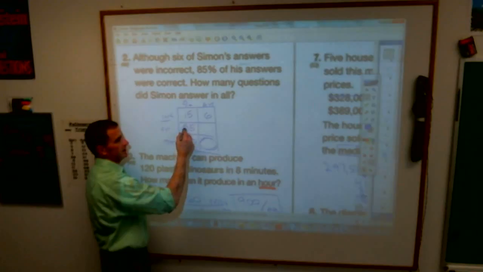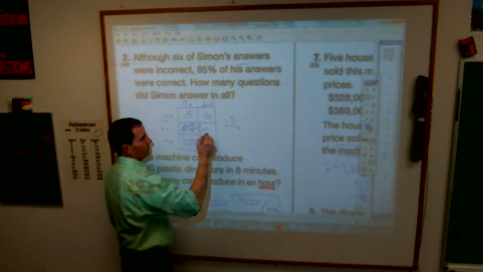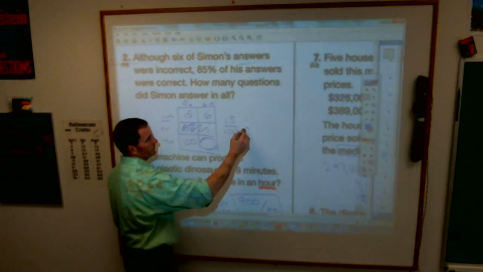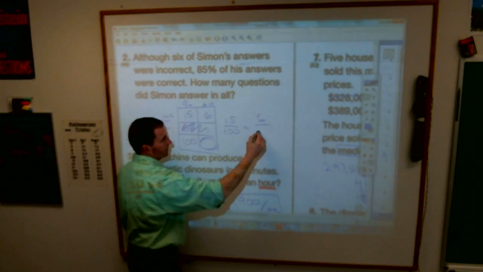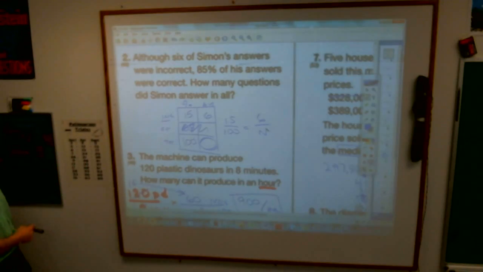I don't really need this part of my table anymore. I need to take 15 over 100 equals 6 over some number there. Easiest way to do it, anybody out there, I'll take. Aubrey says I have absolutely no idea how to do that problem. Emily? What did you do? Multiply 100 times 6 and divide by 15?